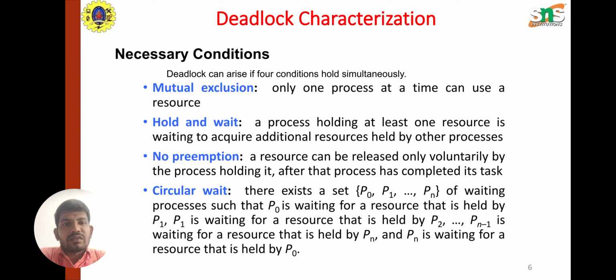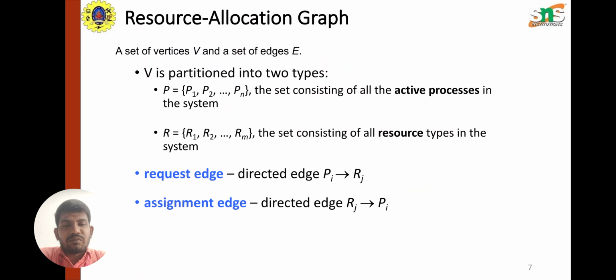Next, circular wait. There exists a set of waiting processes P0, P1, up to Pn such that P0 is waiting for a resource that is held by P1, P1 is waiting for a resource that is held by P2, and so on, Pn-1 is waiting for a resource that is held by Pn, and Pn is waiting for a resource that is held by P0. These are the necessary conditions.